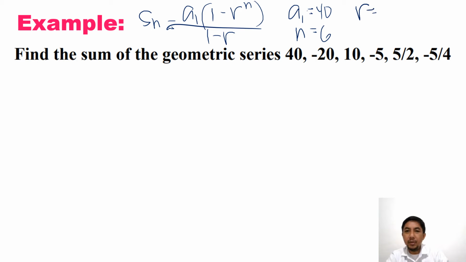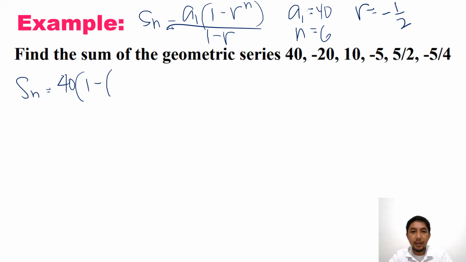And the common ratio can be found by dividing negative 20 by 40, or you can say 10 divided by negative 20. The result is negative 1/2. And then we substitute the given into the formula. So S sub n equals 40 times 1 minus negative 1/2 raised to 6. Do not forget to enclose this in parentheses because 1/2 is negative. All over 1 minus negative 1/2.